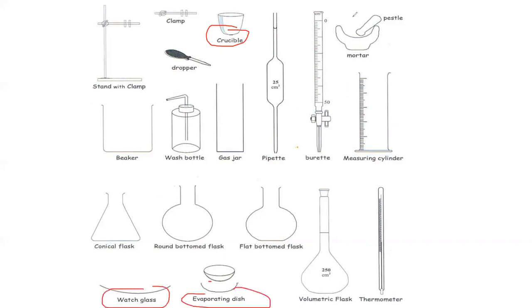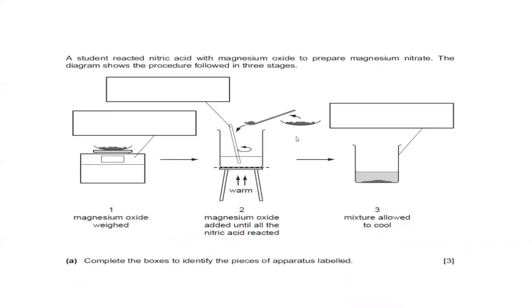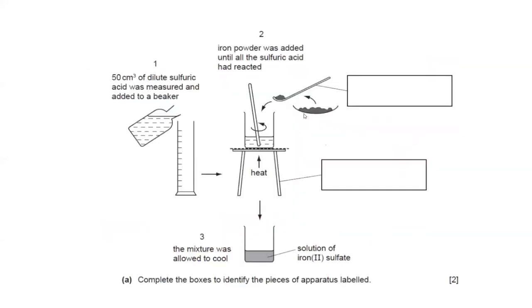But what does it look like? Can you recognize this piece? Is it a crucible, watch glass, or evaporating dish? So it's a watch glass, that's the right answer. As you can see, you should be able to recognize the apparatus from the figure.